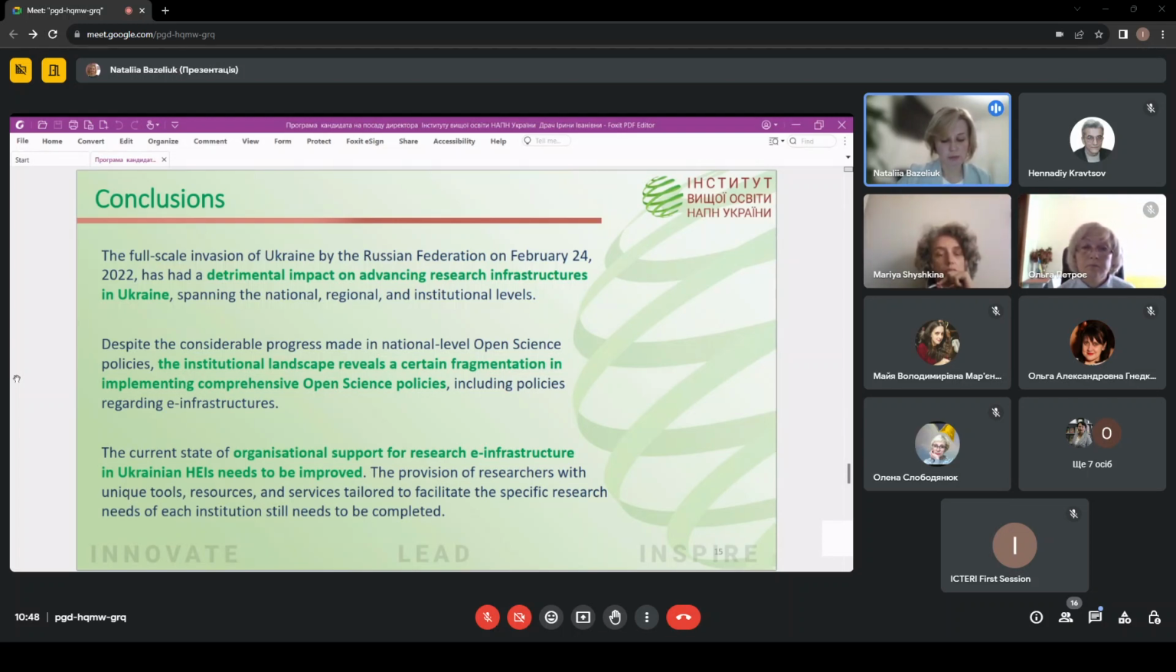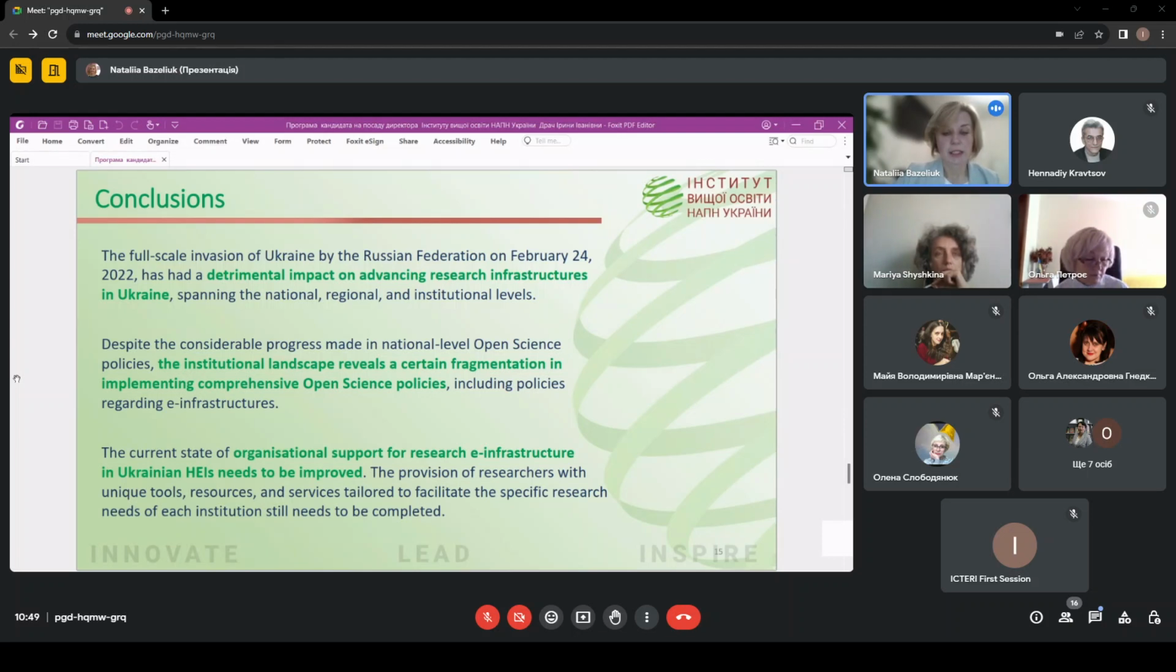Despite the considerable progress made in national-level open science policies, the institutional landscape reveals a certain fragmentation in implementing comprehensive open science policies, including policies regarding infrastructures. Many higher education institutions lack relevant policies within their development strategies. In contrast, the leading universities of the European Union prioritize implementing open science policies and operationalizing organizational, advisory, and institutional support systems for researchers.